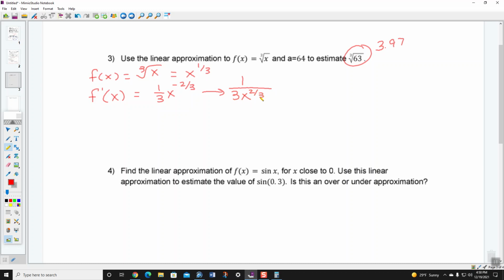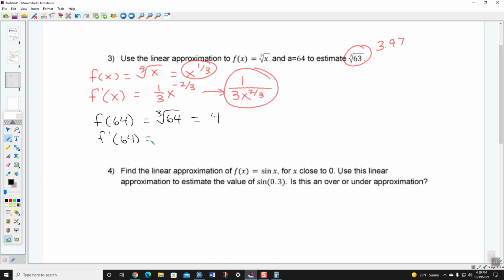Okay, so we have our derivative. We have our original function f of x. We have our derivative f prime of x. So now we're concerned about an a value. And in this case, our a value is 64. So we need to know what is f of 64. Or in other words, what is the cube root of 64? Well, I'm not a genius at math, but I know that's 4. Okay? Then, we need to know f prime of 64.